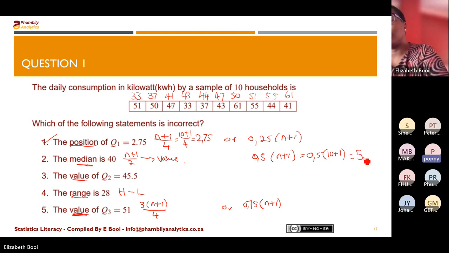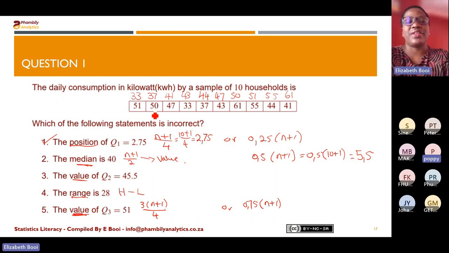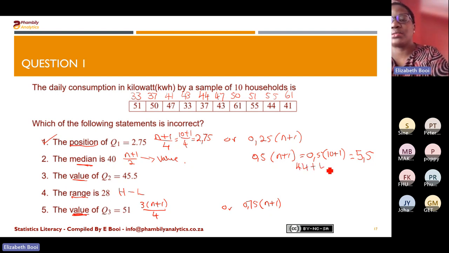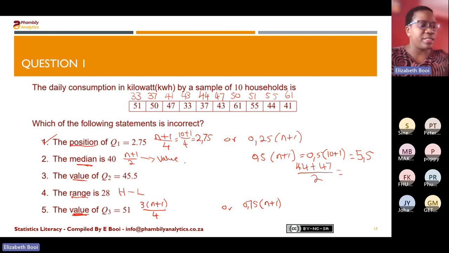Either it's between 5 or 6. 5 and 6. So 1, 2, 3, 4, 5, and 6. So it's between 44 and 47. What we need to do is add 44 plus 47 and divide them by 2 to get the value of the median.